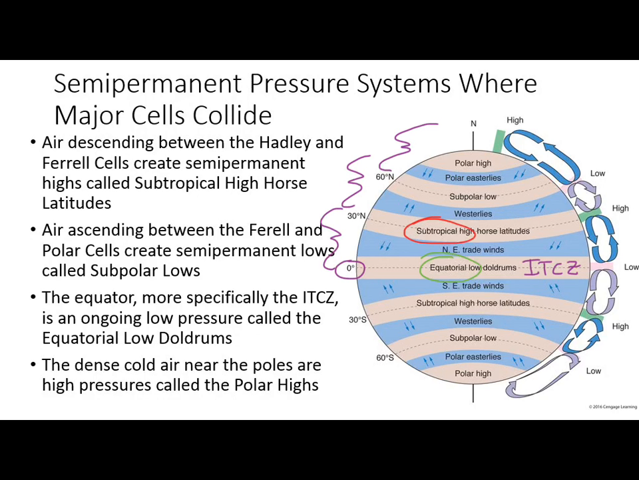Well, if you remember, we said where the Ferrell and the polar cell bump up against each other, that is a rising band again, okay? So that's why up about 60 degrees, you're going to have a pressure belt of a subpolar high. You kind of buy that? Subpolar high. Right here-ish.